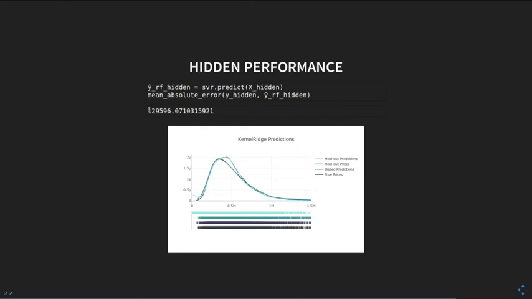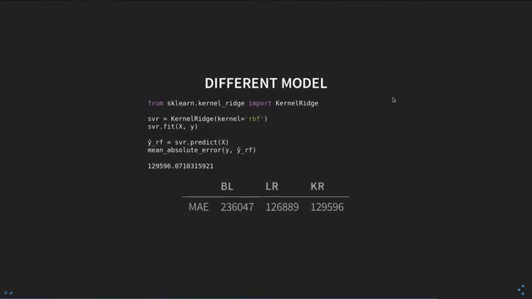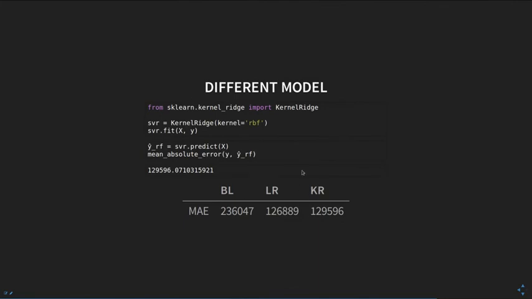However, if we compare our hidden performance, we're actually doing pretty okay. Compared to the previous one, where we had 126,000, we now have 129,000. As I listed here, these are the performances on the hidden data set. We're not off by a lot.